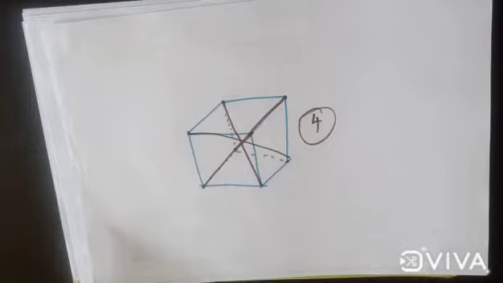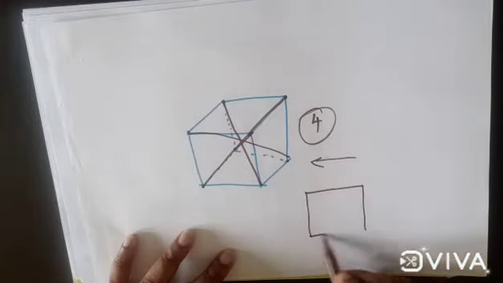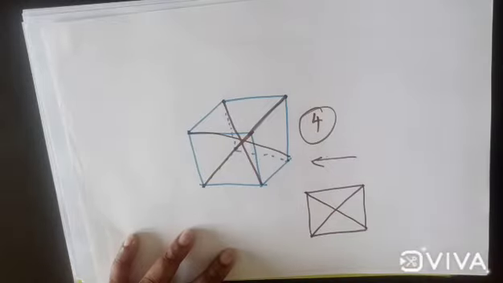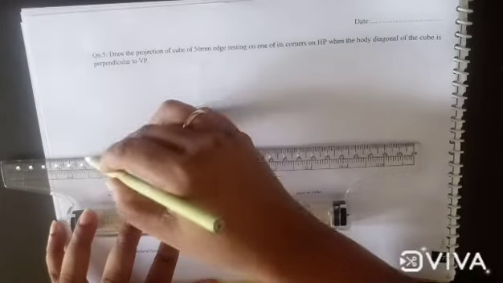And when we see in elevation, the body diagonals will be seen like this. So in this question, one of the body diagonals has to be made perpendicular to VP. We shall start by drawing XY line, and then we have to draw the plan of the cube such that when you rotate, it shall rest on the corner.